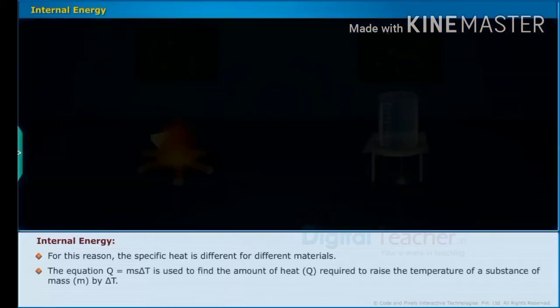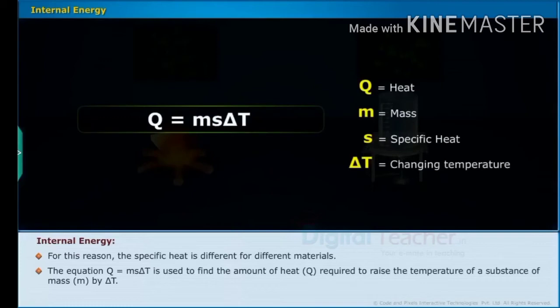The equation Q is equal to m S delta T is used to find the amount of heat Q required to rise the temperature of a substance of mass m by delta T. Let us know about the applications of specific heat capacity.